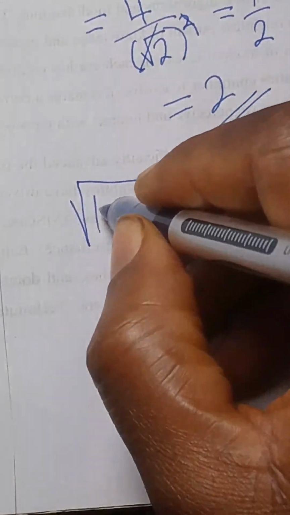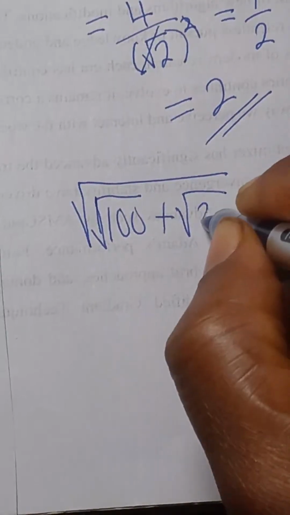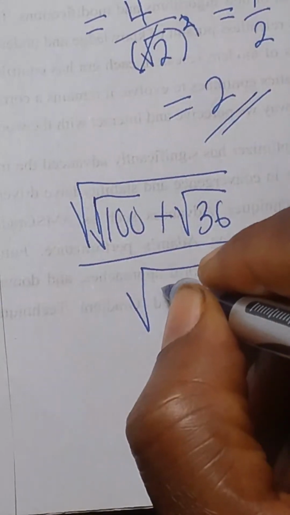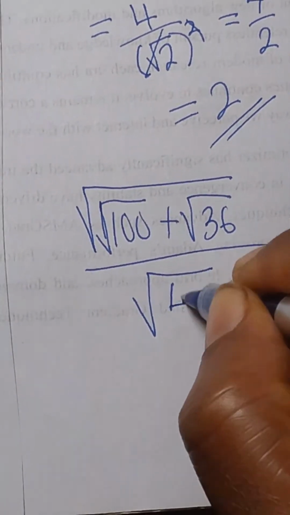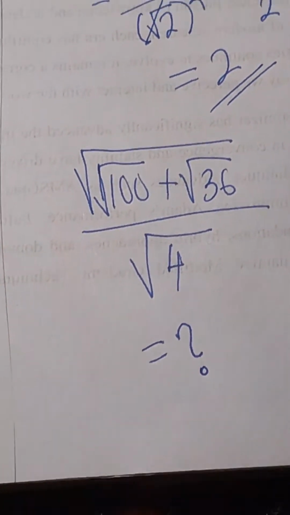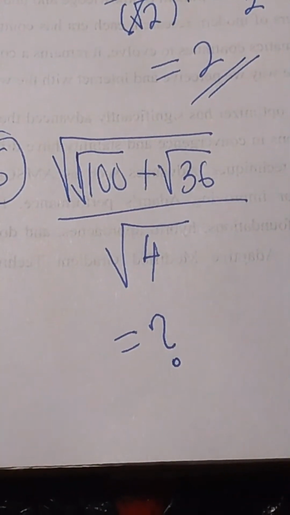Now we solve the next question. The next question says the square root of 100 plus the square root of 36, all over the square root of 4, is equal to what? This is question number 6. Please solve question number 6. Drop your answers.